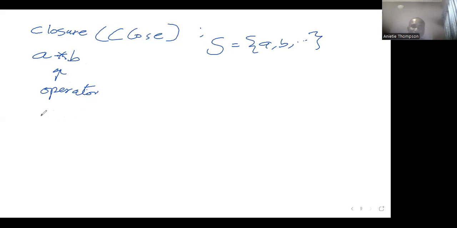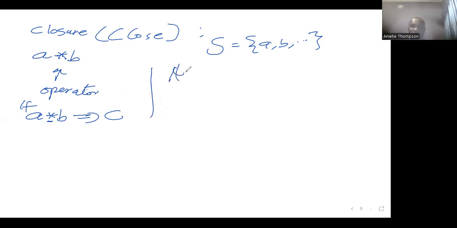Now, if by combining A with B through the operator asterisk, it generates an element, let's say C. If this element C that the operator generates from the combination of A and B is also in this set where A and B are, then we say that the operator asterisk here is closed under that expression. Let me give you a particular example.